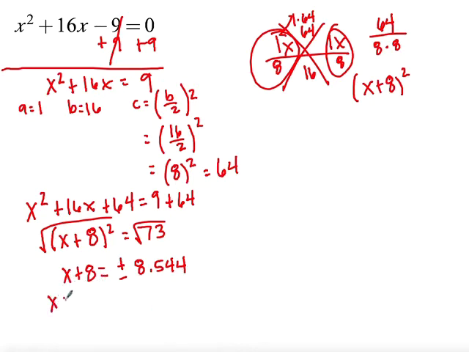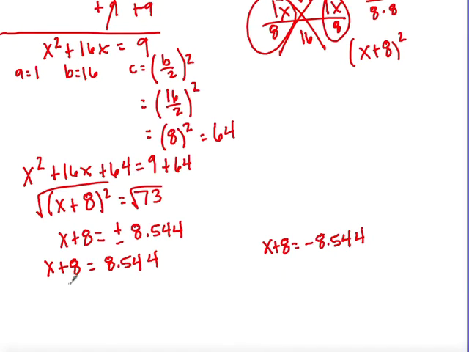So at this point, that plus and minus means I'm going to split this up into two parts. I'm going to say x plus 8 equals positive 8.544. And then I'm going to go over here and do x plus 8 equals negative 8.544. So then, to solve and get x by itself, I'm going to subtract 8 from both sides. Whenever I do that, over here, I'm going to get x equals 0.544.